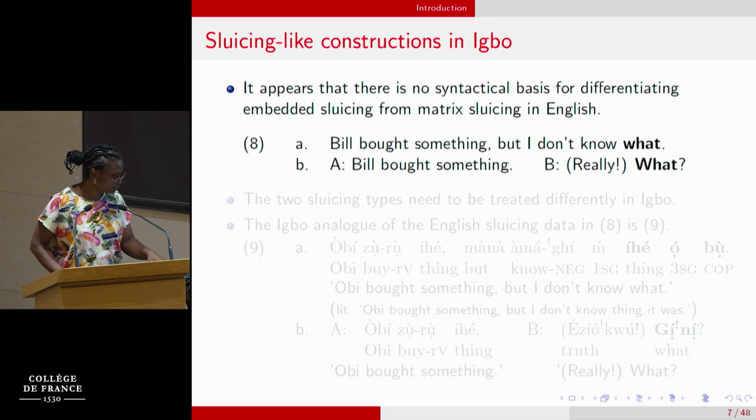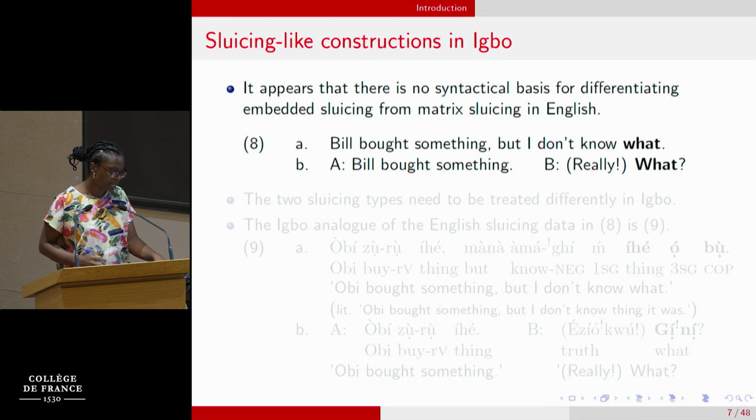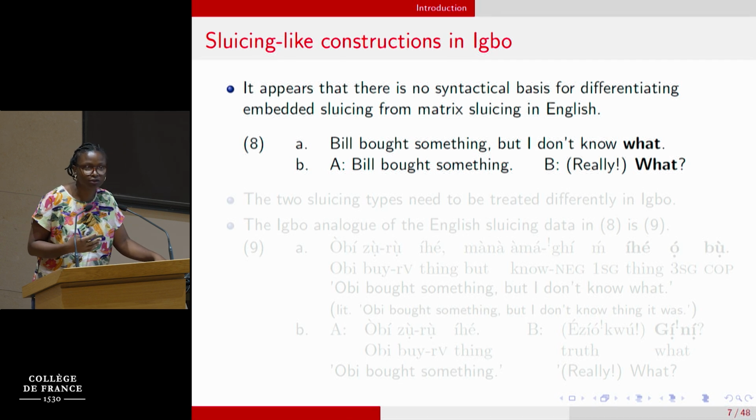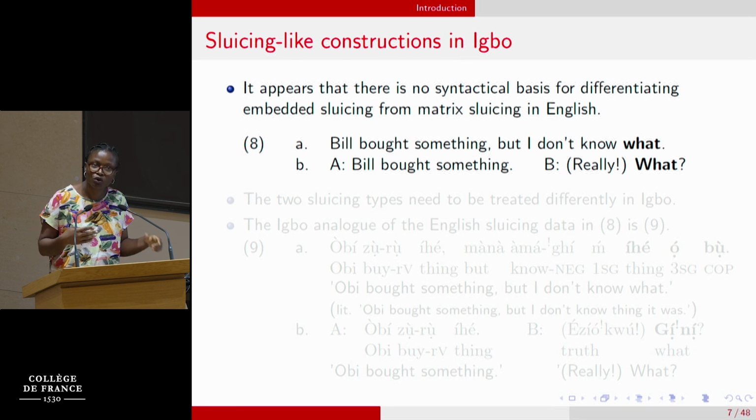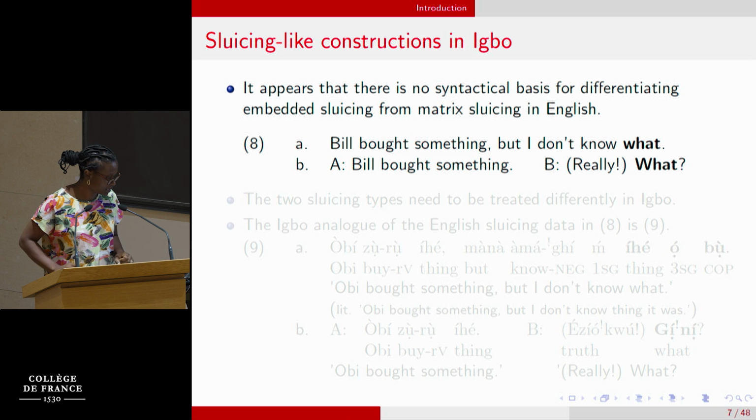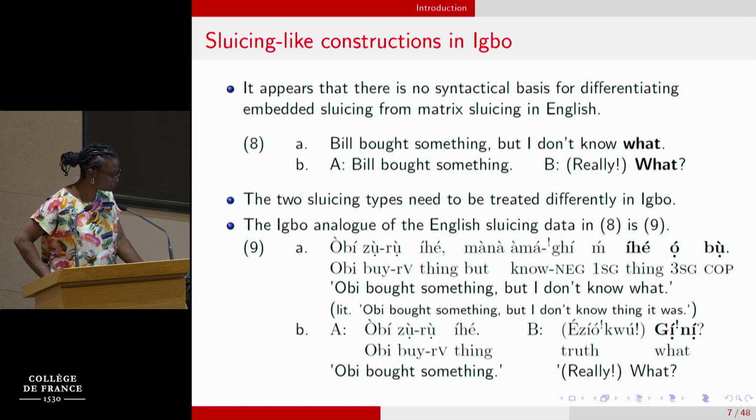But for Igbo, I'm going to show that we see this clear difference between matrix sluicing and embedded sluicing. And this is not just something random, but I'll point out that it seems to follow from what we have in non-elliptical cases in this language. So in non-elliptical embedded and matrix questions, these are all different, and they seem to mirror what we see in the case of the sluicing-like construction.